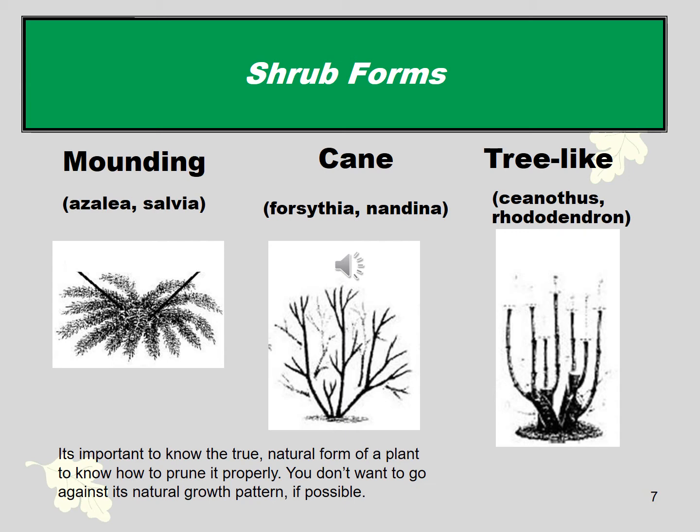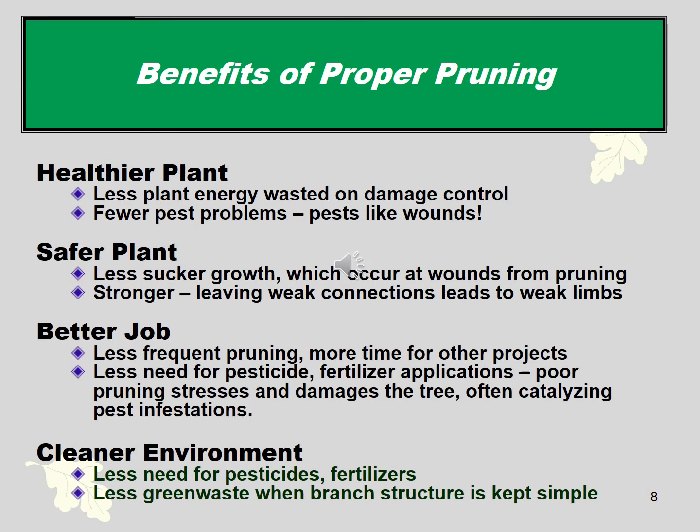Here are 3 natural forms of shrubs, and the point, with trees too, is just to know their natural shape. What kind of form do they naturally want to grow into? So you understand that when you're pruning them, so you're not constantly trying to keep them in a different shape than they want to go to, which can cause repeated pruning and labor, and can also hurt the tree and compromise their health. Properly pruning trees and shrubs will create a healthier plant, a safer plant.